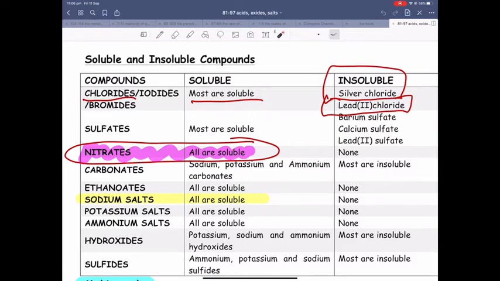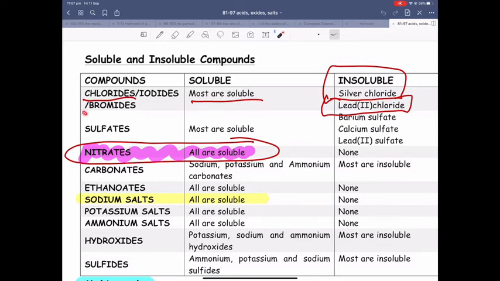For example, amongst the chlorides, iodides and bromides, they're mostly soluble, but the ones which are insoluble are silver chloride and lead chloride, and likewise silver bromide, lead bromide, silver iodide, lead iodide, right? So from the halides, they're generally soluble, but these are the notable exceptions that you need to know: silver halides and lead halides. So silver chloride, lead chloride, etc.